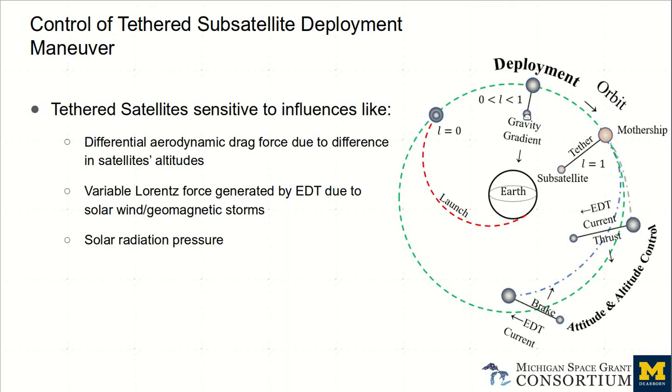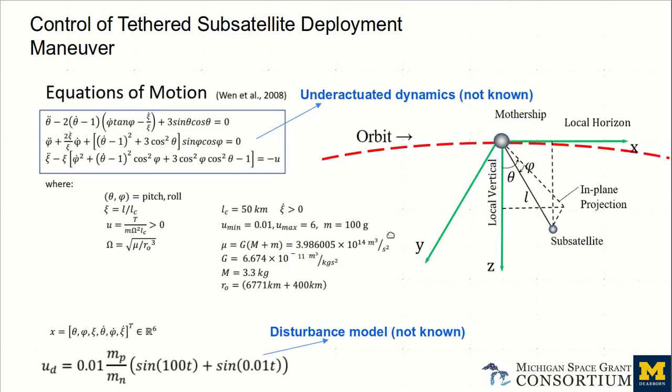One of them is due to differential aerodynamic drag forces because of the difference in satellites' altitudes. Another type of disturbance might be a variable Lorentz force, which is generated by the EDT due to solar wind and geomagnetic storms, or it might be the case that either the subsatellite or the mothership might be subject to solar radiation pressures. Because of these, it is really important to be able to identify the underlying nonlinear dynamics of the subsatellite system and the subsatellite deployment maneuver.